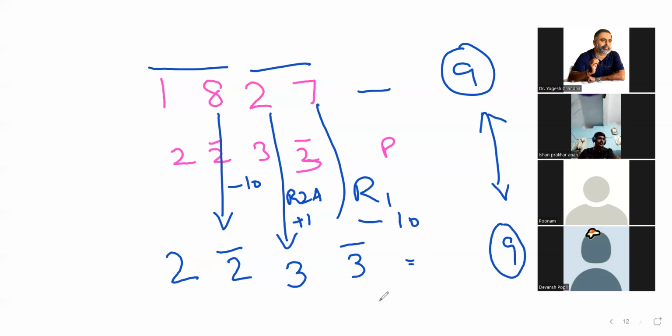If you check by the other method, 2030 minus 203. So this is 7, this is 2, this is 8, this is 1. 1827.